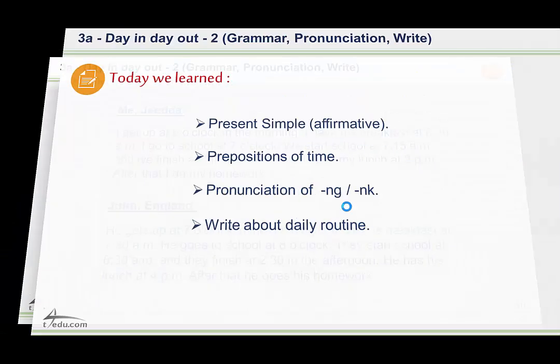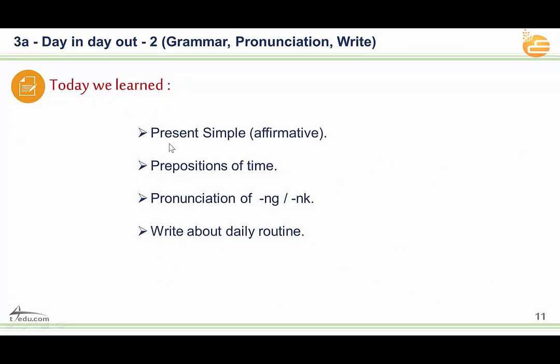Very nice. Today we learned number one, affirmative sentences with the present simple tense. Number two, prepositions of time. Number three, pronunciation of ng and nk. Number four, write about daily routine. Okay, so this is the end of our lesson.